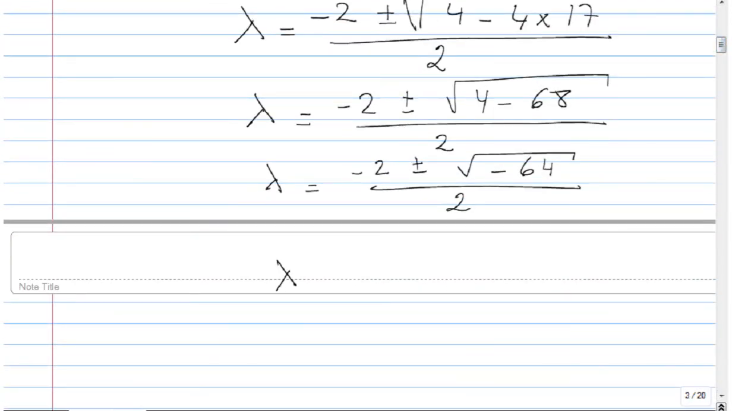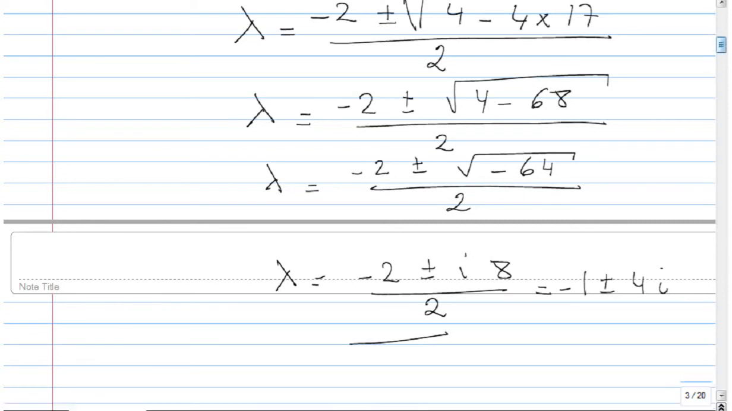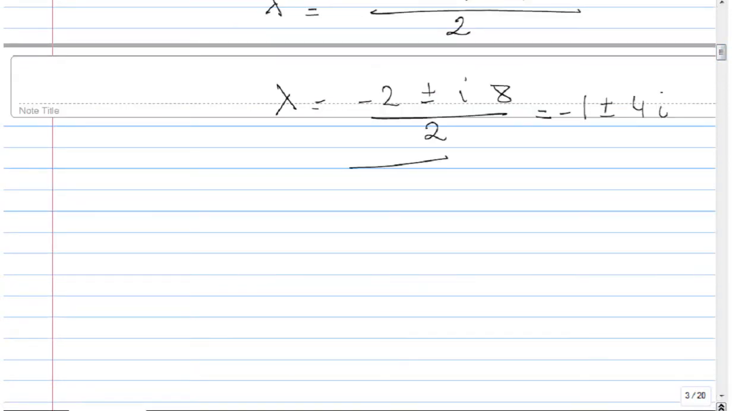Okay, lambda equals minus 2 plus or minus i for the square root of minus 1, the square root of 64 is 8, over 2. And once I divide by 2, I will get plus or minus 4i again. So it doesn't matter, it's just sometimes easier to see. So we are in the complex case basically. Next we try to find the eigenvector and then find the two linearly independent solutions y1 and y2, and we're done.